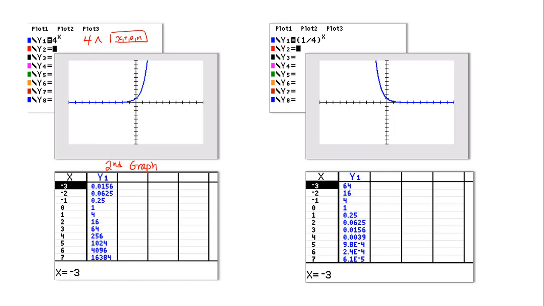Likewise, I can do in parentheses a base of 1/4, the exponent key raised to the x. Graph, I see this decreasing function that approaches the horizontal asymptote of y equals 0. And then I can look at my table, second graph, to see those values that we just obtained by hand.